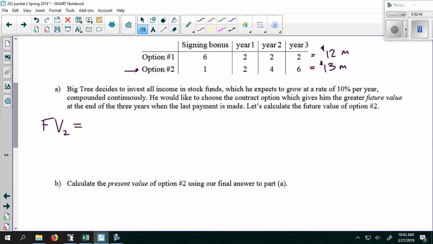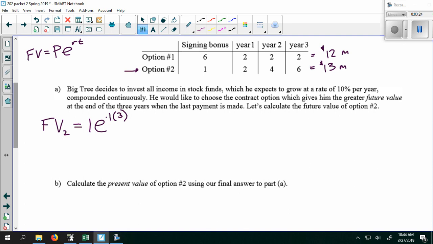Okay, so he's going to get $1 million on day 1, right? $1 million, and then he's going to invest that $1 million compounded continuously at 10% per year for 3 years. So we have 1 million times e to the 0.1 times 3. You guys remember this formula, Pe to the rt, from a previous course? So it was future value is present value times e to the rt. That's the formula for continuously compounding money. So $1 million, 10%, 3 years.